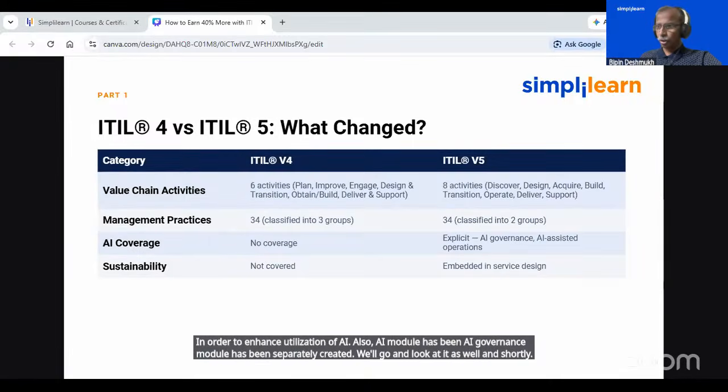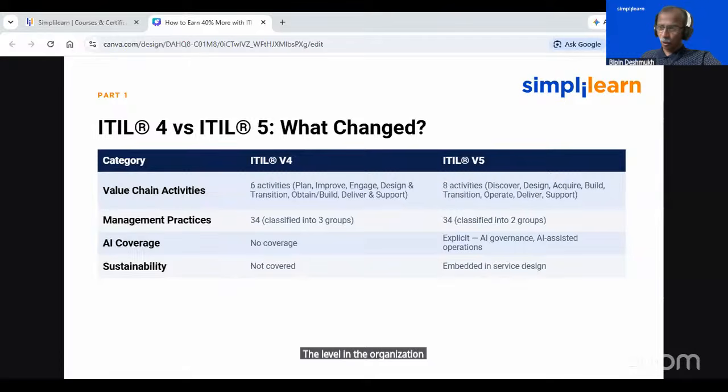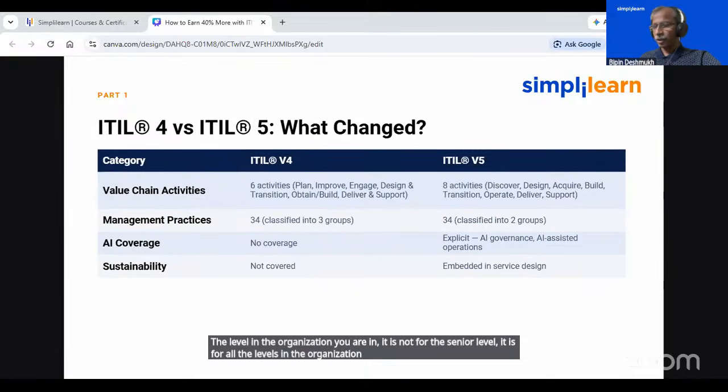That has been introduced, which does not require any prerequisite, and one can go ahead and do it irrespective of the level in the organization you are in. It is not only for the senior level, it is for all the levels in the organization. They can pursue the ITIL AI governance module.